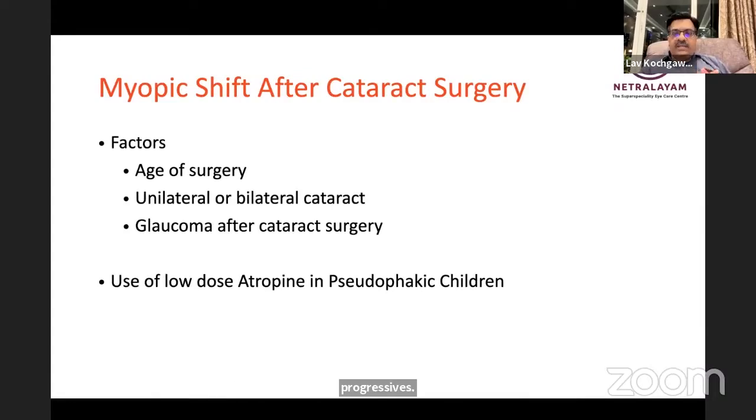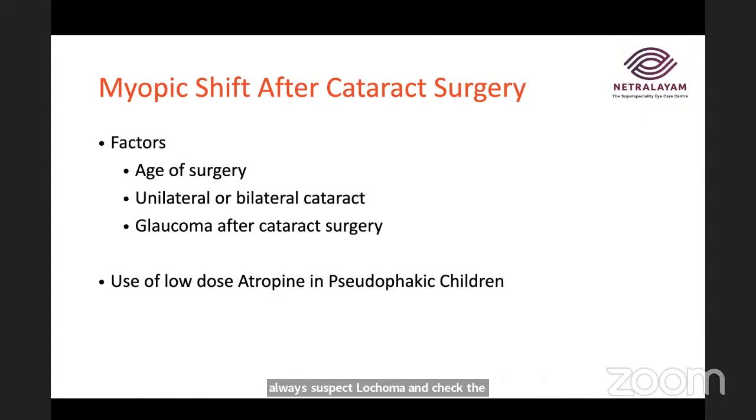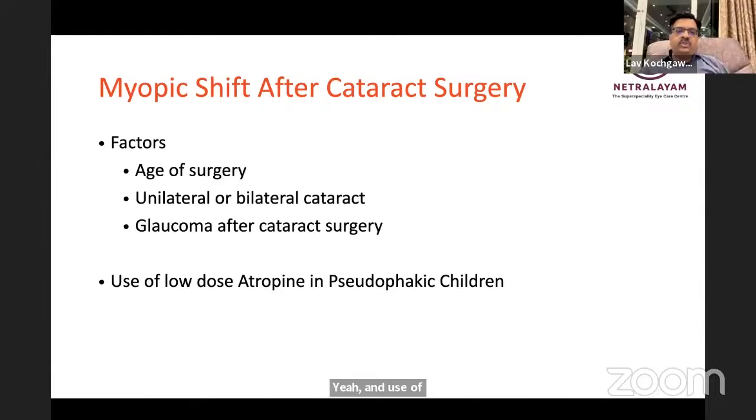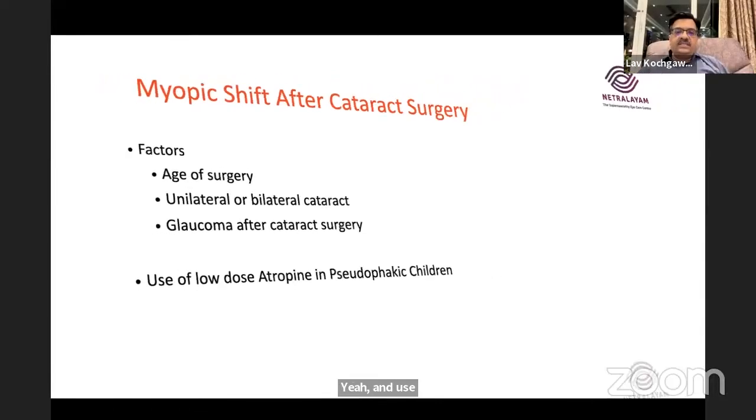An important topic, and one that correlates more with the topic of discussion today, is the myopic shift after cataract surgery. The factors which are generally responsible: the age of surgery. The earlier the surgery, the chances of a faster myopic shift are higher. In unilateral cataracts, myopic shift is higher compared to bilateral cataract. Glaucoma: if there is an abnormal myopic shift, we have to always suspect glaucoma and check. And use of low dose atropine in pseudophakic children can again be tried.